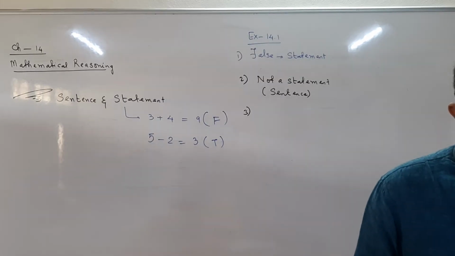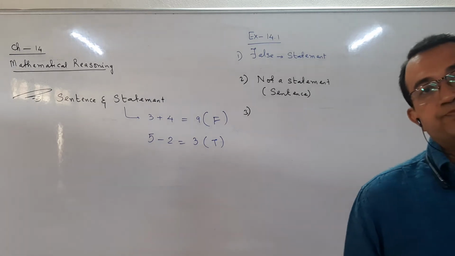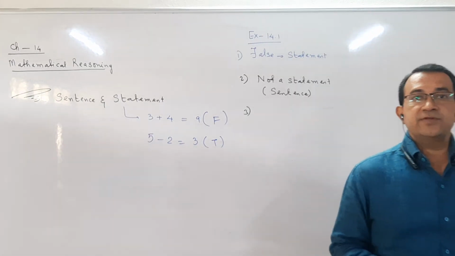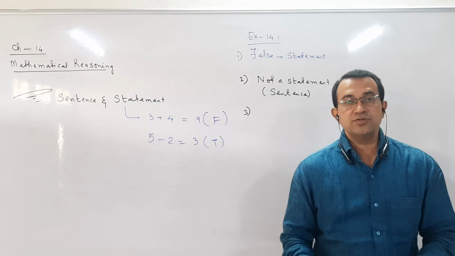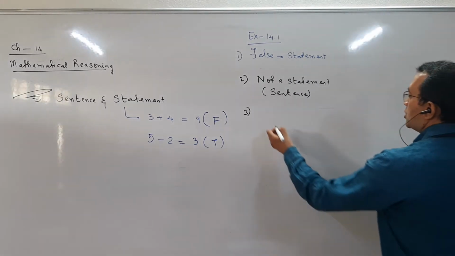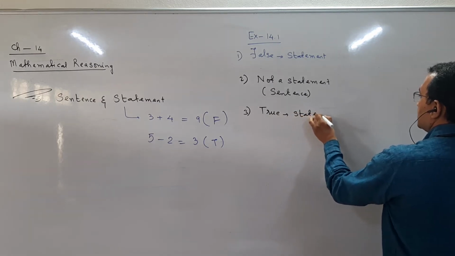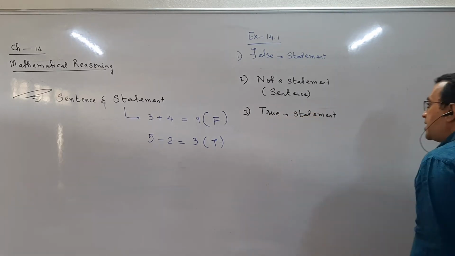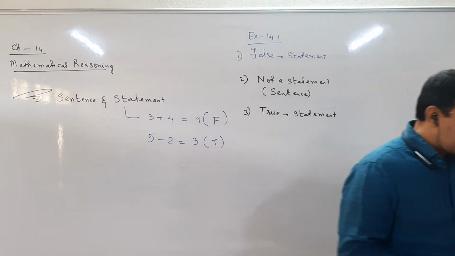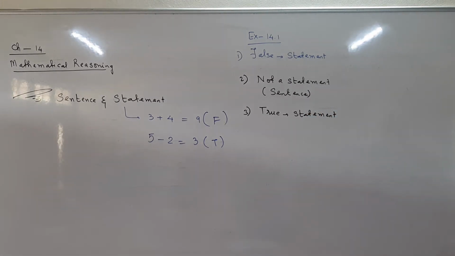The addition of 5 and 7 is greater than 10. Addition of 5 and 7 is 12. 12 is greater than 10. This is universally true. So this sentence is a statement. Understood, students? This is universally true because 5 plus 7 is 12. 12 is definitely greater than 10. I can say this is always true. Hence, this is a statement.